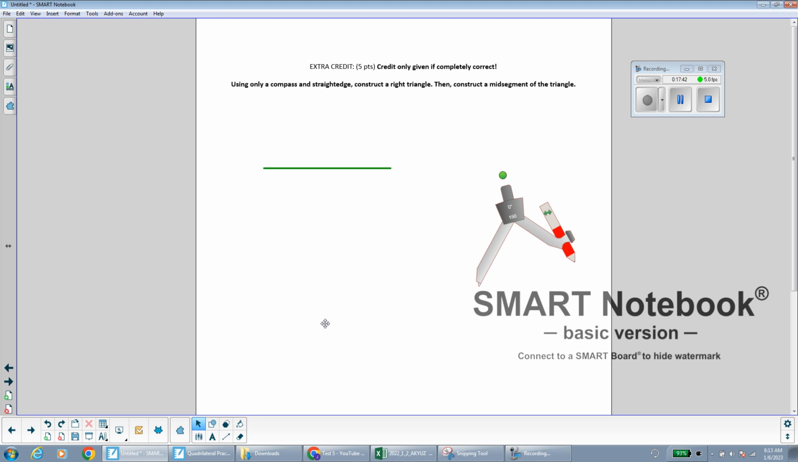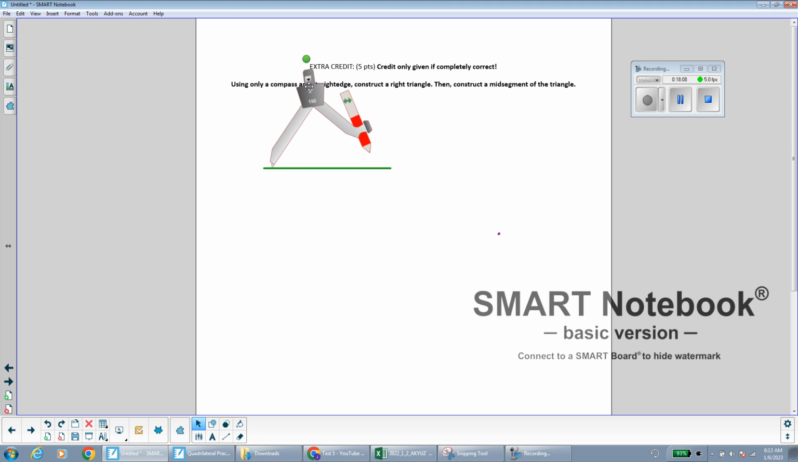And the easiest way to construct a right triangle, if you have a line segment, is to construct a perpendicular bisector of that line segment, and that will get you the right angle that you need for the right triangle. It doesn't say if it needs to be equilateral, isosceles, or scalene, so the side lengths don't matter. The only thing the question is asking for here is to make a right triangle, so we just need to guarantee that it has a right angle in it.